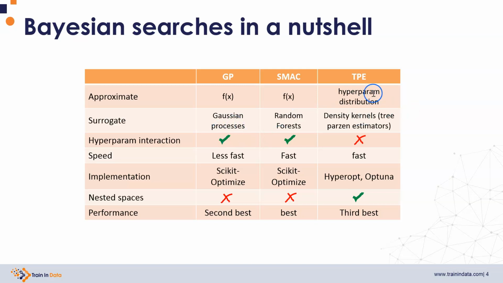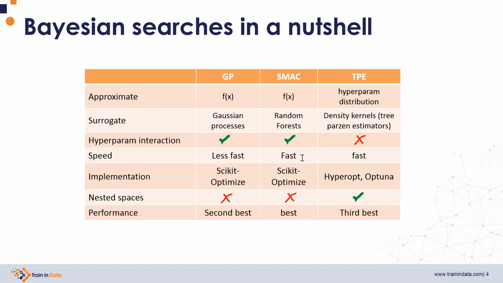Now, for this reason, because of the way they are designed, GP and SMAC capture hyperparameter interaction because they evaluate all the hyperparameters together through the hyperparameter response function, but TPE does not, because TPE looks independently at each hyperparameter distribution.